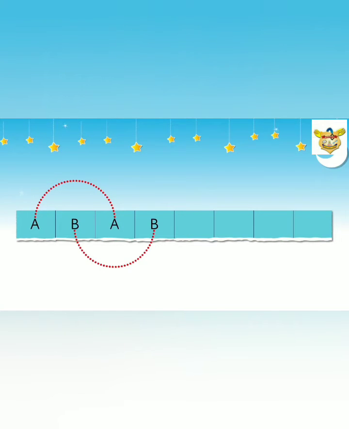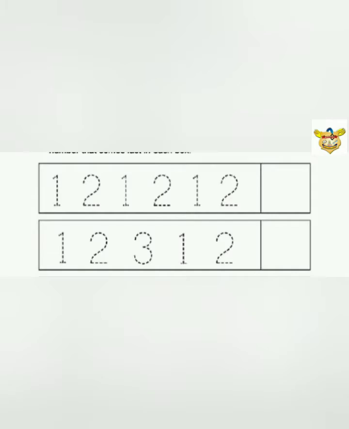So the next letter will be, tell me kids. Yes, letter A. Then letter B. Then letter A. Then again letter B. Yes, this is a pattern. Ye pattern hai.